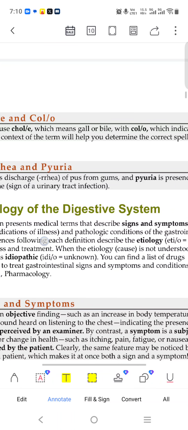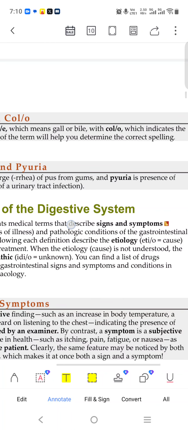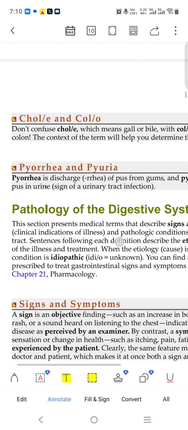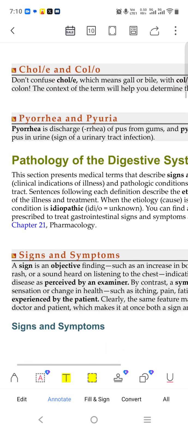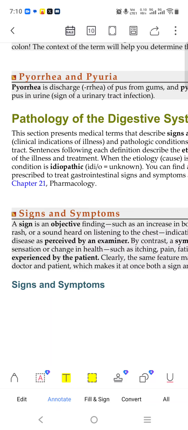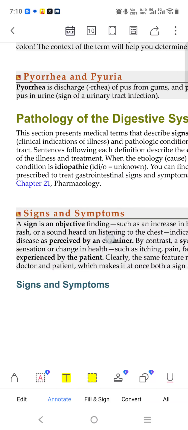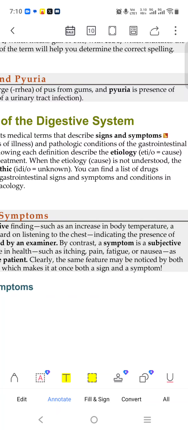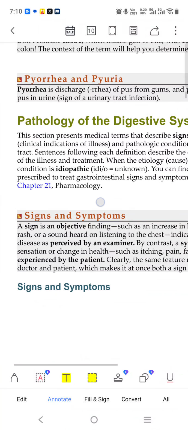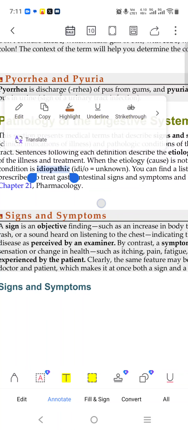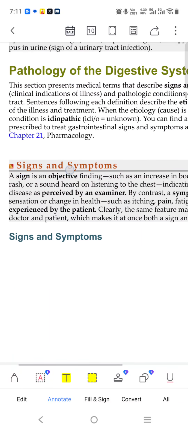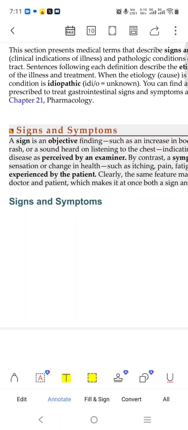Pyorrhea is the discharging of pus. And pyuria means the presence of pus in urine. Okay, this means pus is coming in the urine. Both are different. Etiology means cause, the reason for the illness. And idiopathic means unknown. We don't know why it is happening. So this is the wording.